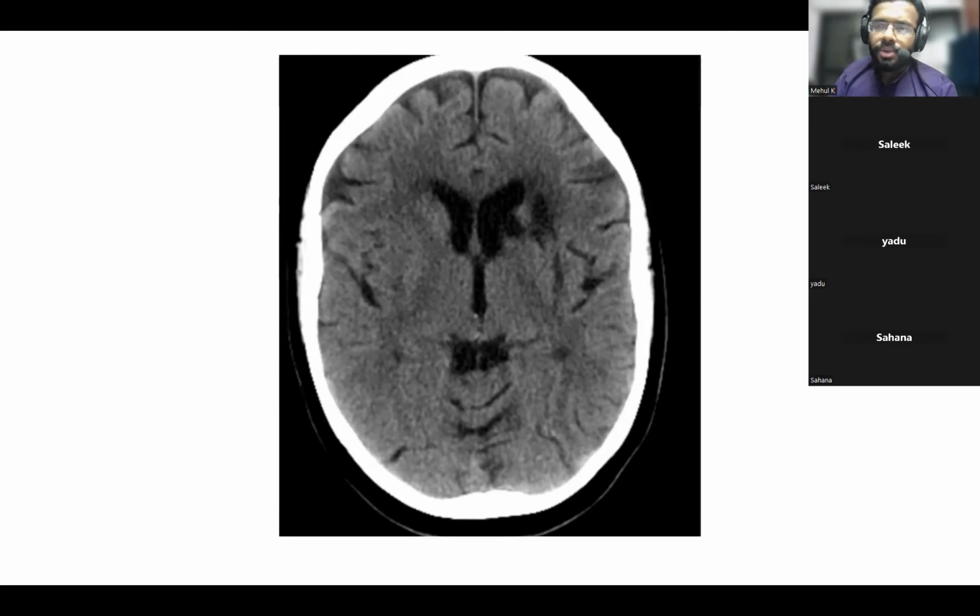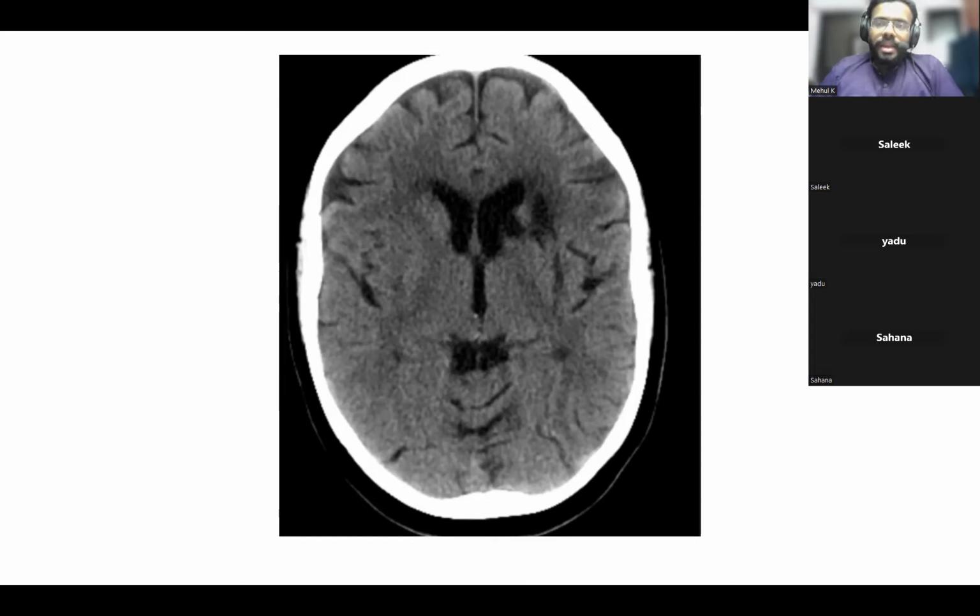Okay, so basically you will take the last known well time. In these kinds of wake-up strokes, at least this was the concept when I was studying stroke back in MBBS, you took the last well time, when the patient was last normal. So you take the onset from 11 p.m.